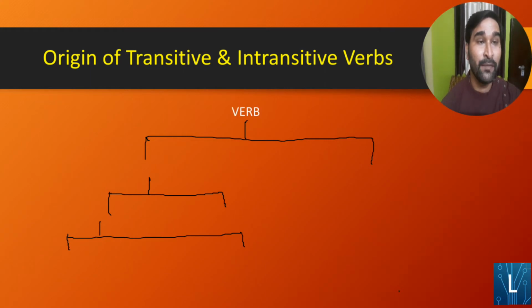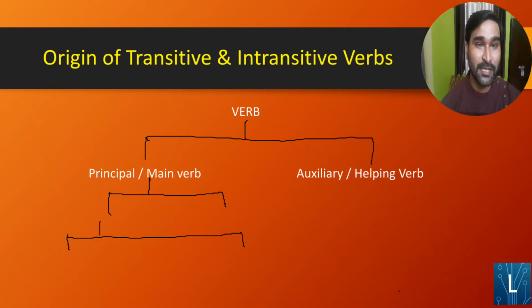First, if we divide the verb, it will be divided into two parts. As you all know, the first part will be principal or main verb, and the next part will be auxiliary or helping verb. Now again that principal or main verb will be divided into two, that is finite verb and infinite verb. Finite means the verb which can change its form according to number, person and tense, and infinite or non-finite means the verb which will not change its form according to number, person and tense.